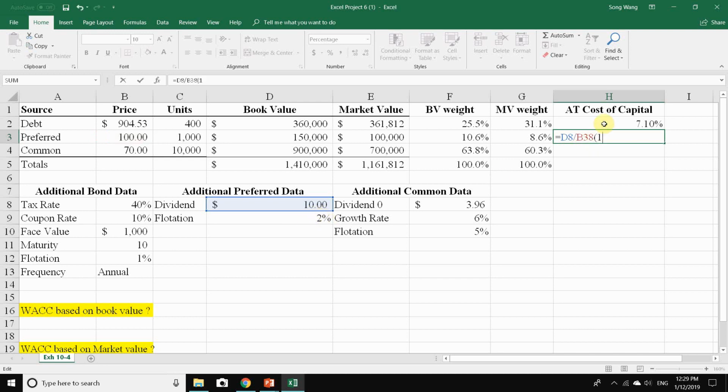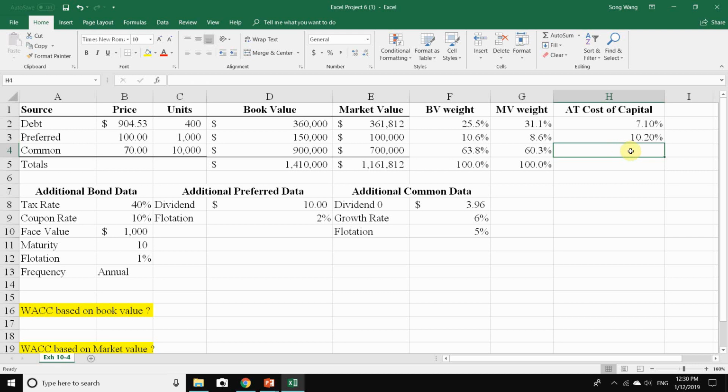So I'm going to apply times 1 minus this 2% flotation fee. The company is not getting $100 for a preferred stock; the company is only getting $98. Make sure you apply the parentheses here. If you don't, Excel would not give you the right answer. So make sure you apply a set of parentheses for the after-flotation price. Instead of paying 10%, the company is actually paying more than 10%. The company is paying 10.20% just because of the involvement of the investment bank, because they charge a commission fee.